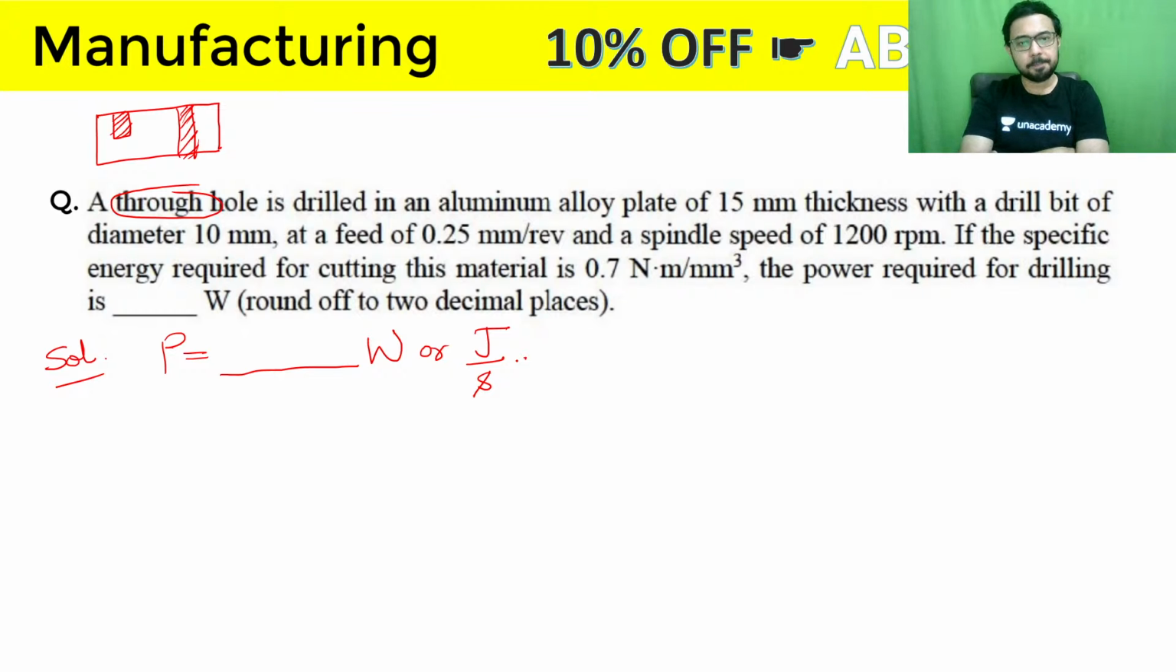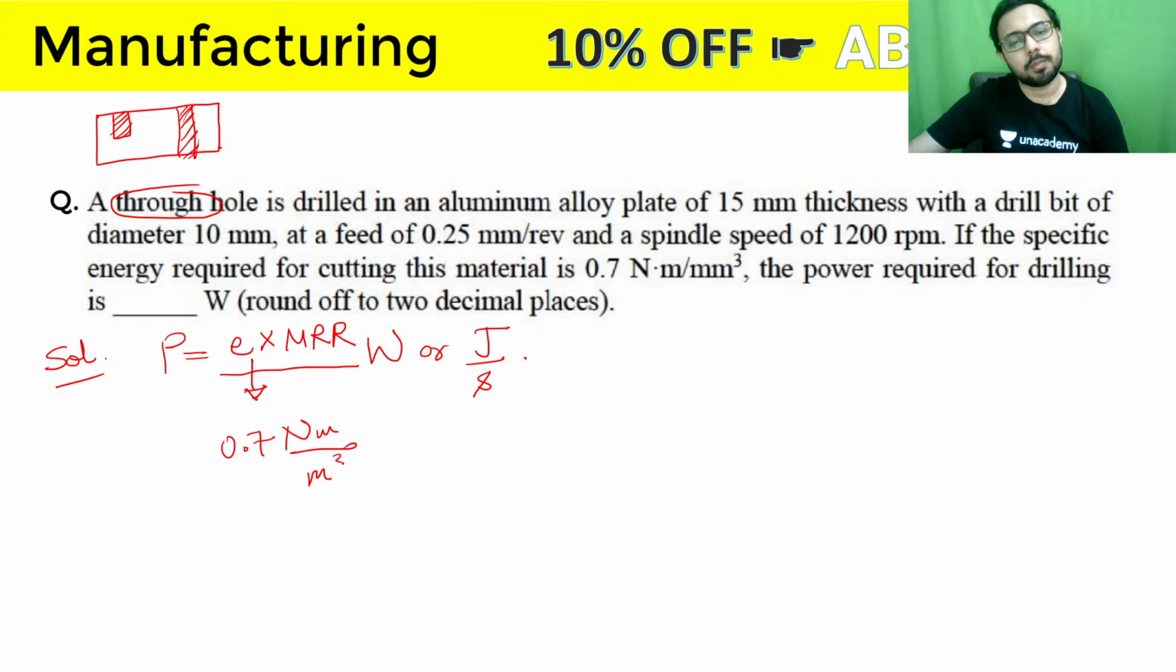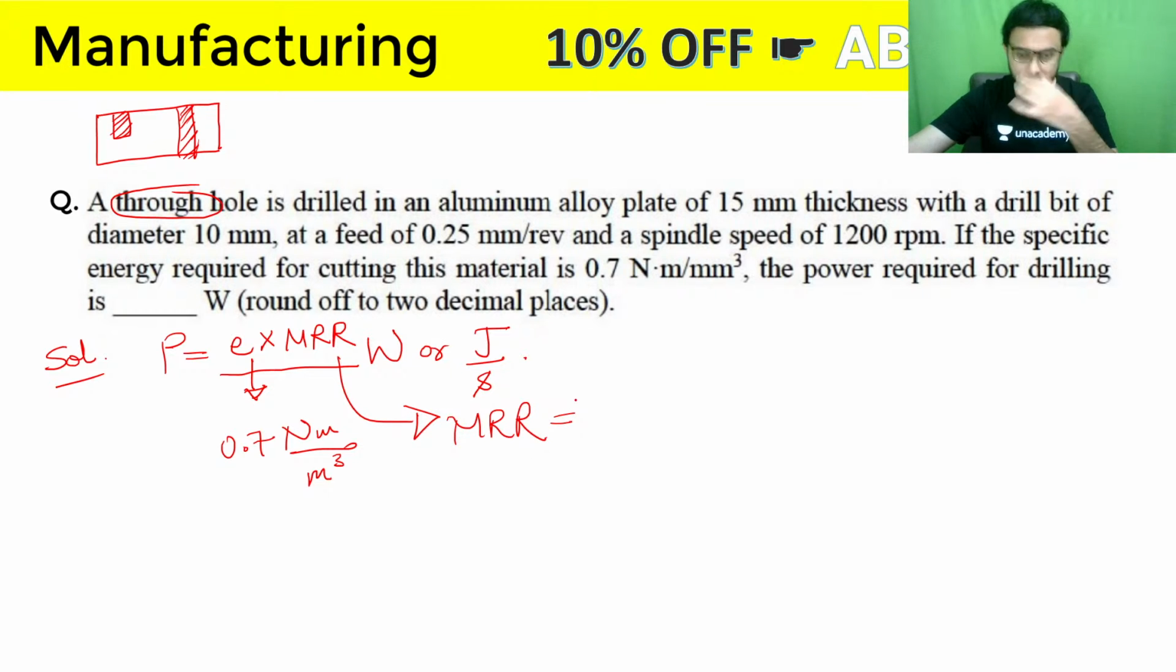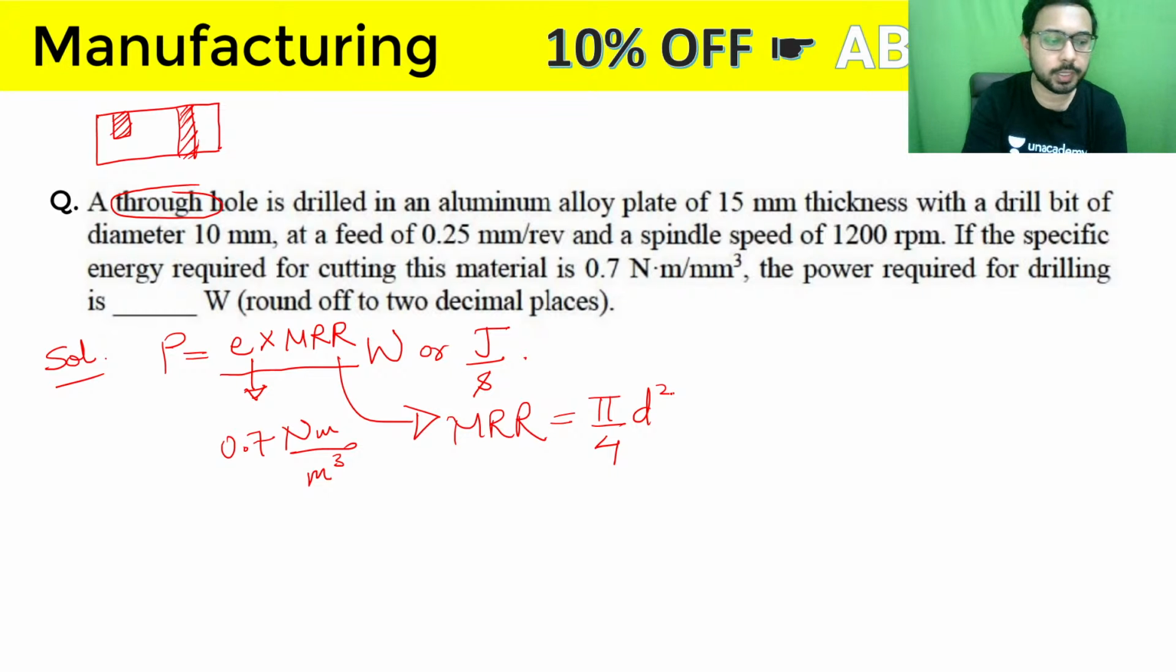So power required for drilling will be specific energy, let me take it as E, into material removal rate in the same units of time, then we will be getting the answer of power. So specific energy is given as 0.7 Newton meter per meter cube. The Newton meter is joule, and material removal rate for drilling operation is equal to the cross sectional area of the hole, that is pi by 4 d square, and we will multiply this area of cut with the axial feed, which is Fn. So all the data are available in the question, we just have to put and find the answer.